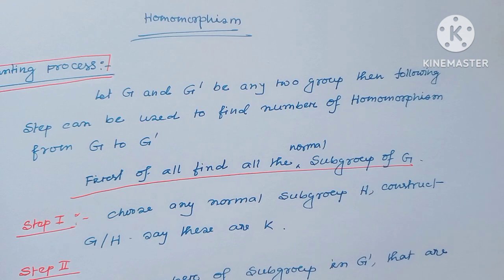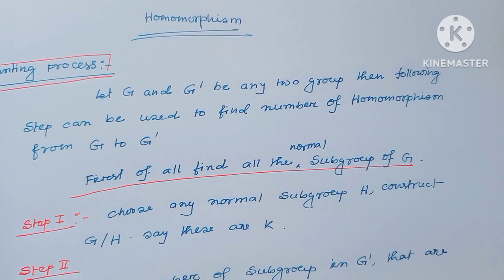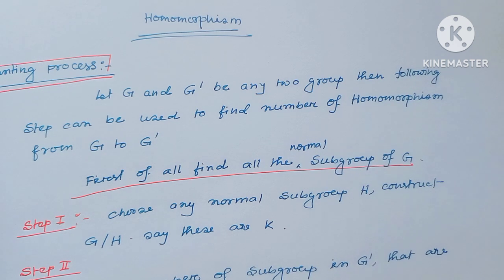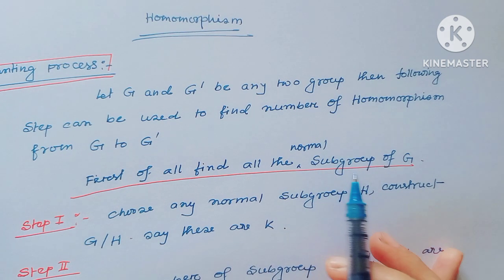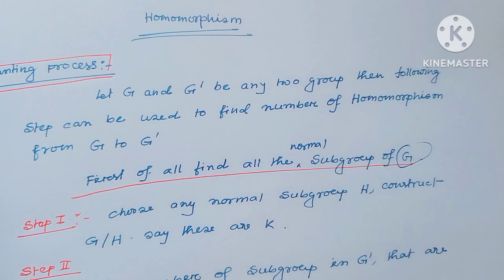How many homomorphisms exist from a group to another group? We all know the shortcut trick of the counting process of homomorphism. Let G and G dash be two groups, then the following steps can be used to find the number of homomorphisms from G to G dash. First, find all normal subgroups of G. This is the first step.